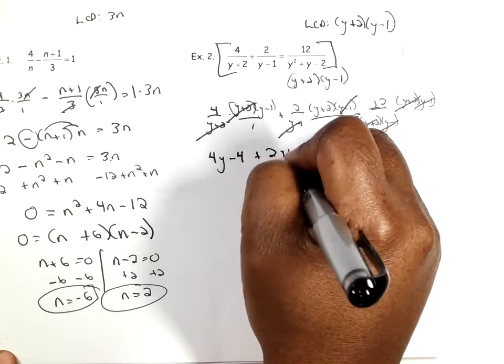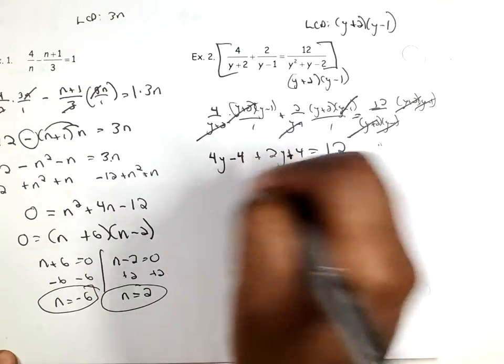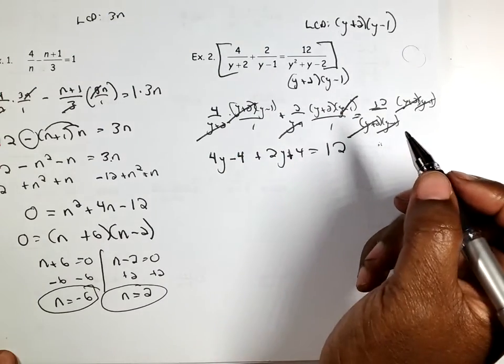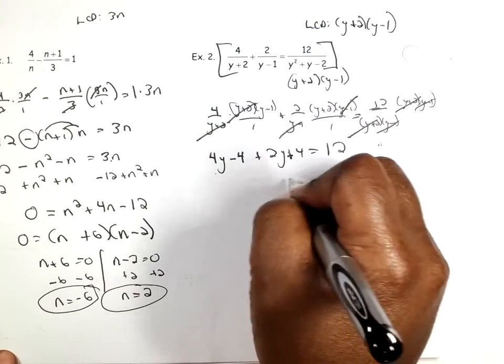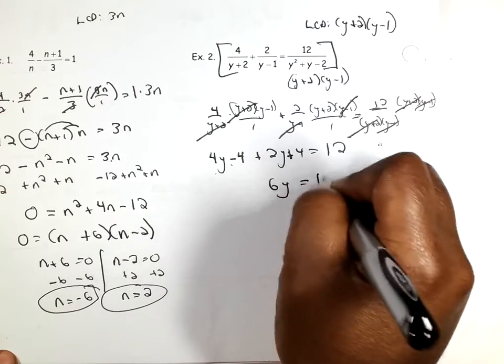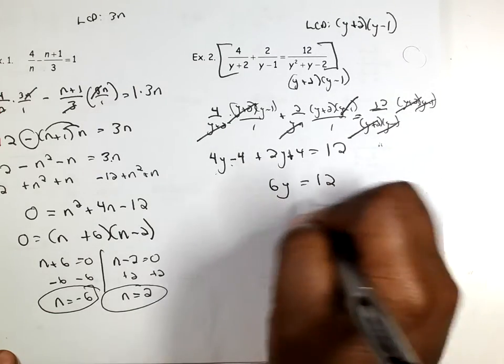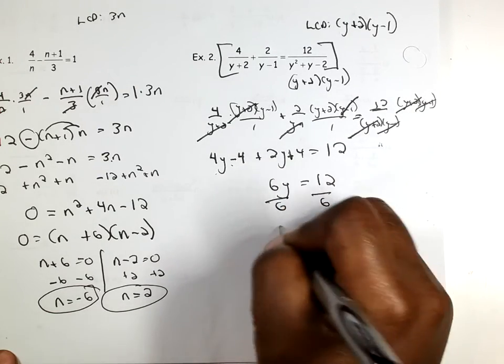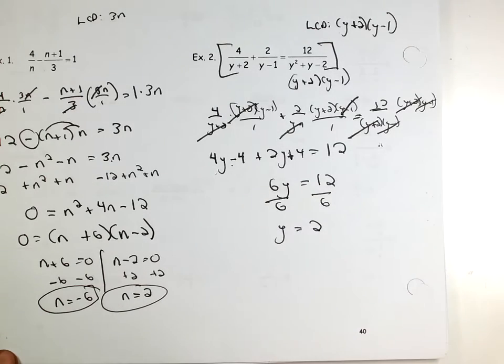Here I don't have a square term, I have linear, so I can just combine like terms and solve for y. So 4y and 2y gives me 6y. Negative 4 and a positive 4 cancel. So I have 6y equals 12, divide by 6, and I end up with y equals 2.